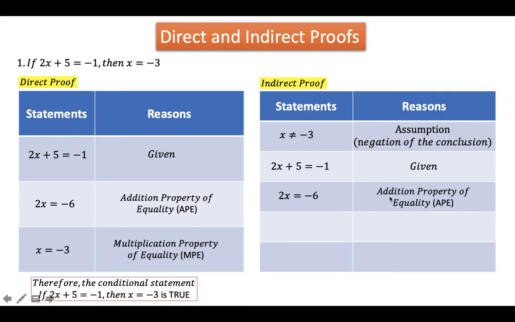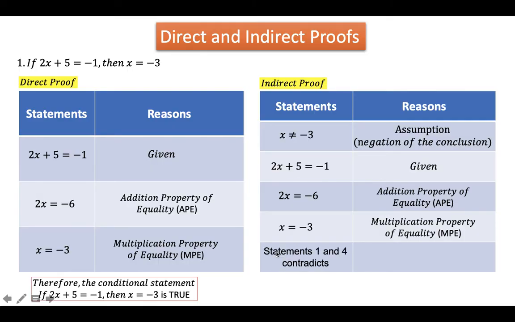How did it happen? We just applied the addition property of equality. If we add negative 5 to both sides of the equation, 2x is equal to negative 6 will be left. Then to simplify this further, we can multiply both sides by 1 half, so that 2 will be eliminated. 1 half times 2 is 1, 1 times x is x. Then negative 6 times 1 half is negative 3. And we just applied the multiplication property of equality.